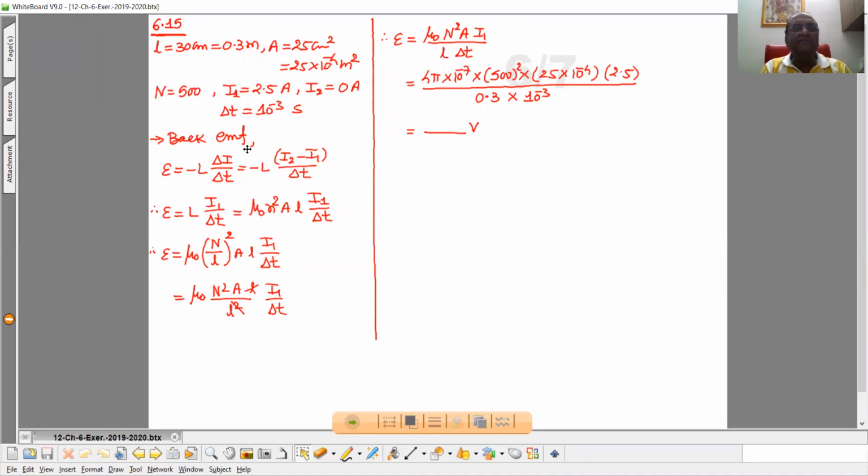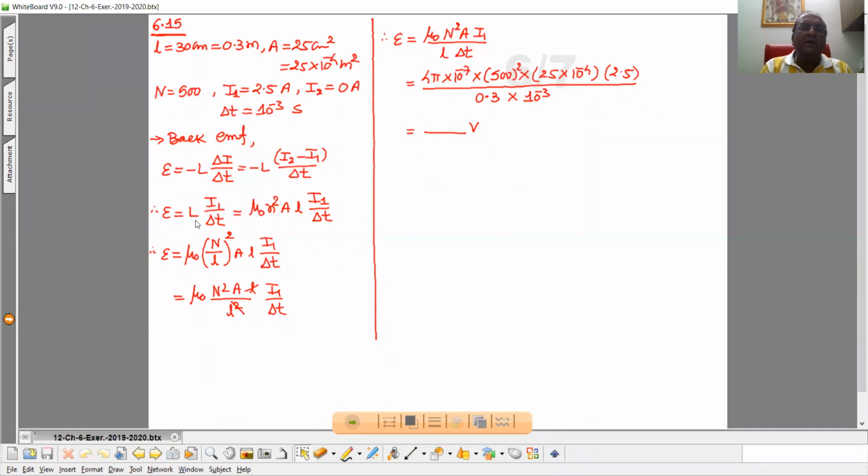Now back EMF. So in the theory of self induction, we studied this thing, the back EMF, that is minus L delta I by delta T. So minus L delta I, that is I2 minus I1 upon delta T. So we can write E, that is equal to, now I2 is 0 and this minus minus plus, so simply we can write E, that is L I1 by delta T. See, you have I1, you have delta T, but there is no information related to L, the self inductance.